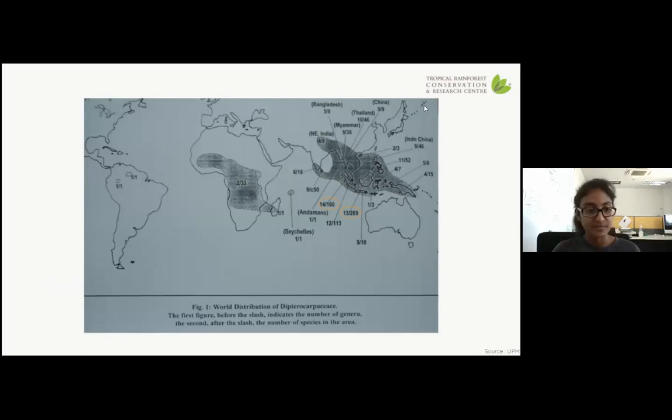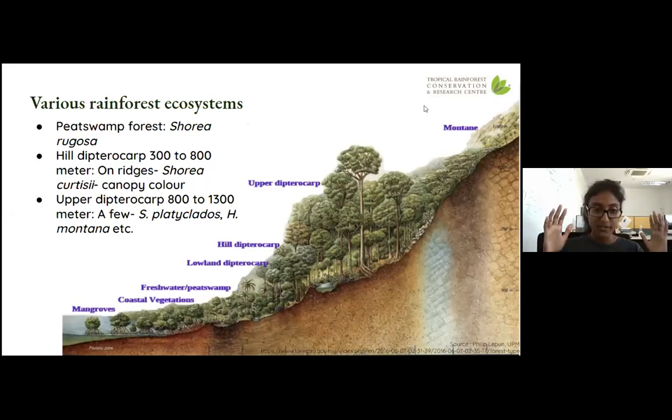Okay, so out of these, the tropical rainforest, you find different types of ecosystems. Some examples are beech forest, mangrove forest, montane forest, etc. And in almost all these different ecosystems, you will most definitely find a dipterocarp tree. For example, in a peat swamp forest, you find Shorea rugosa.